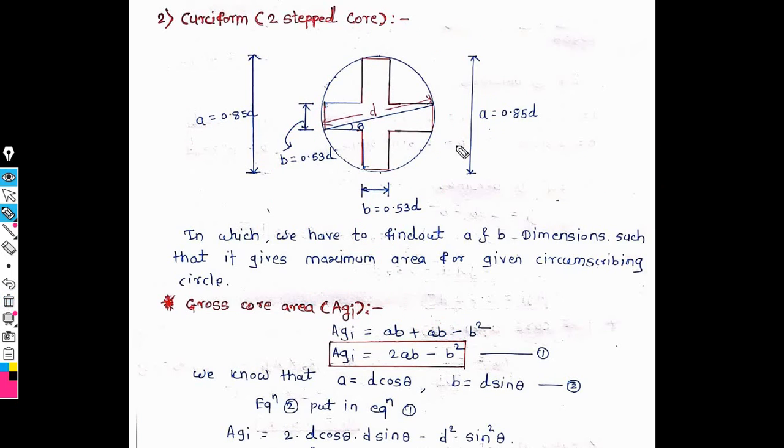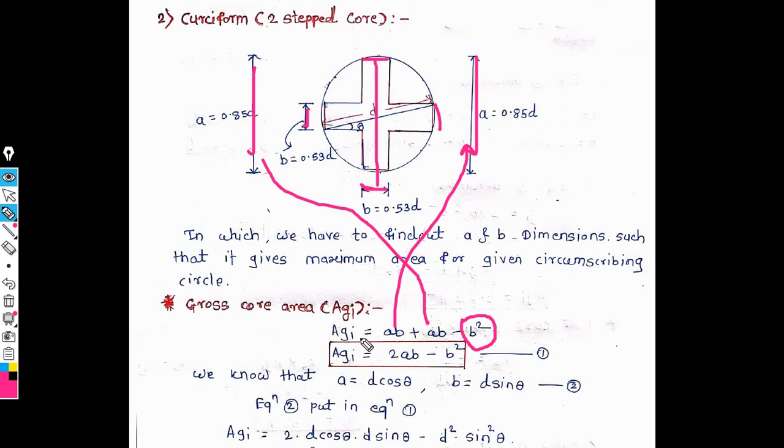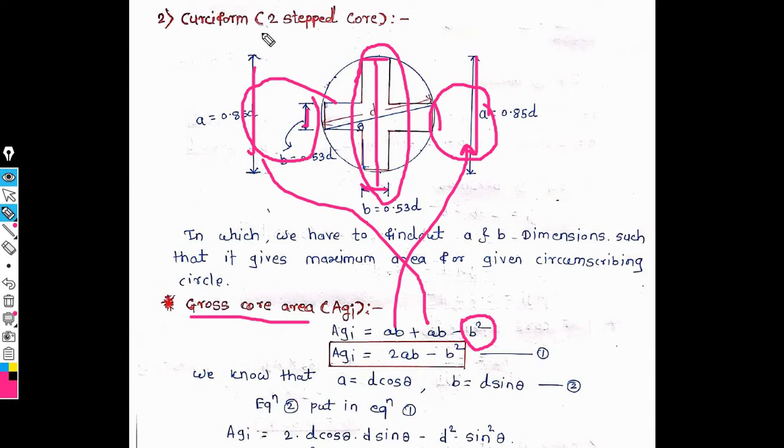That means first we have taken A B, then A B again, and both are common in B, connected in series, so we have taken B square. The final equation obtained is AGI equals AB plus AB minus B square. This is the gross core area of the two-step core. It is also called a cruciform core.